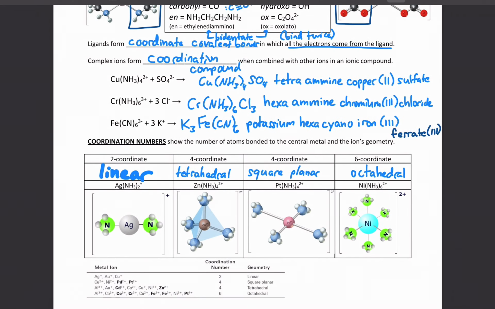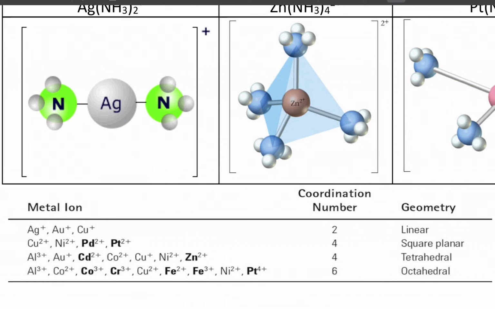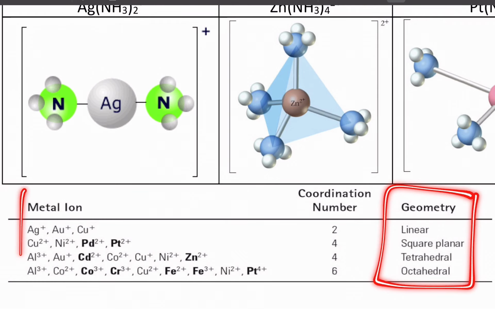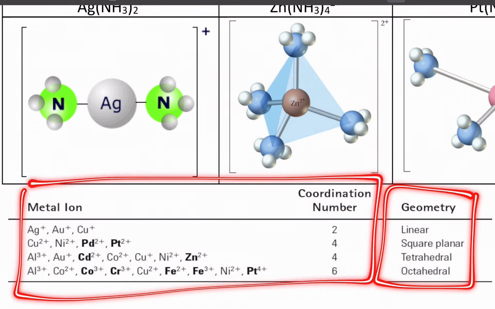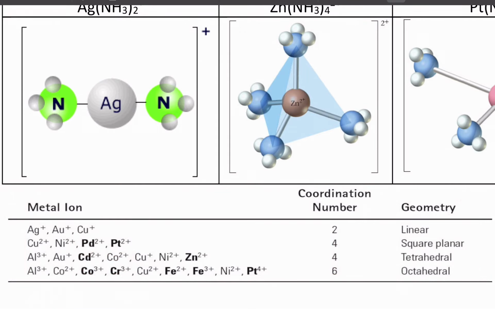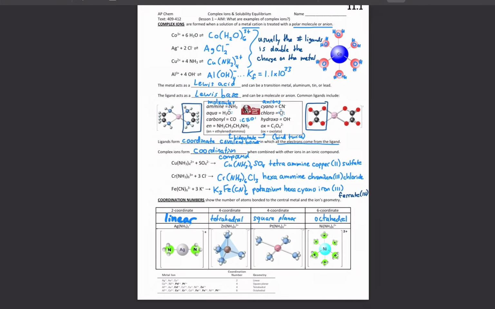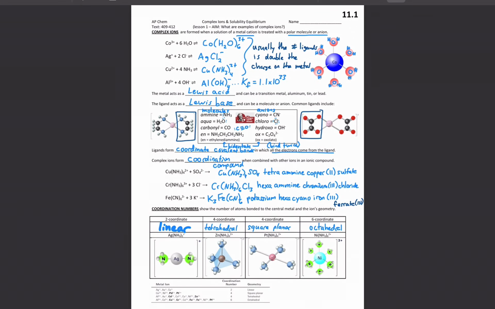And at the bottom is just some common geometries that we see for specific metals and coordination numbers. You notice that some of them vary depending on what the coordination number is. We'll always have that to refer to. So that's a short introduction to how complex ions work and how they form coordination complexes.